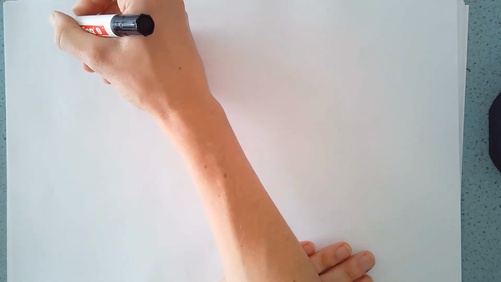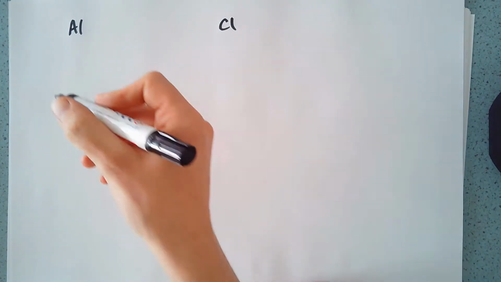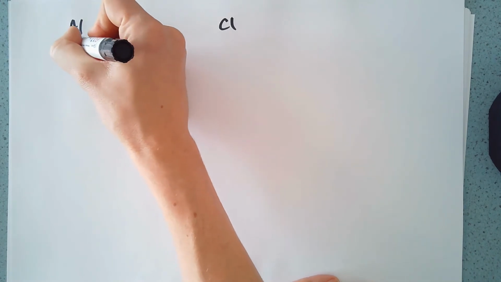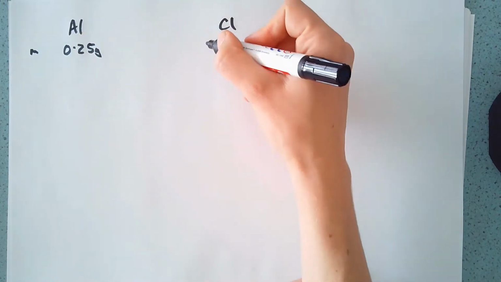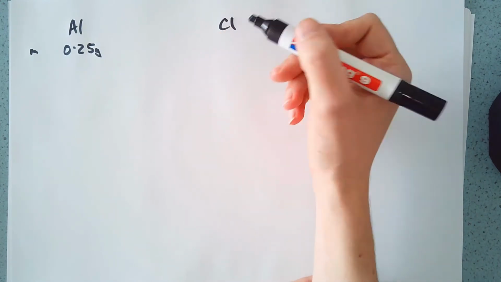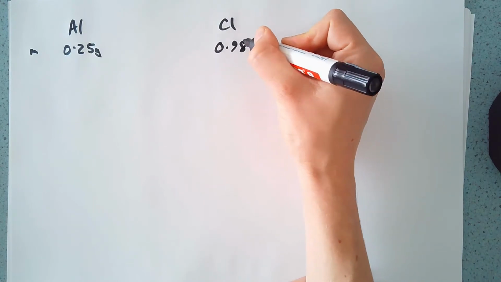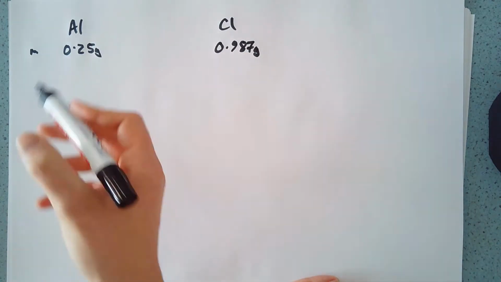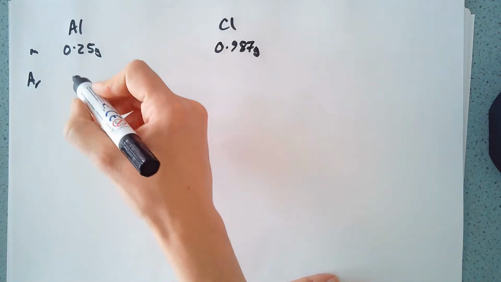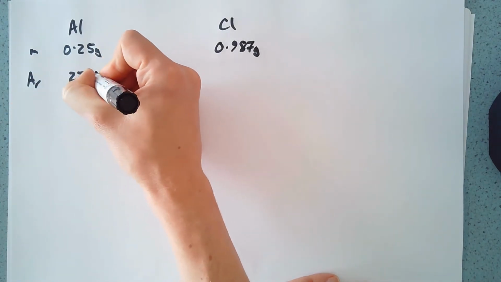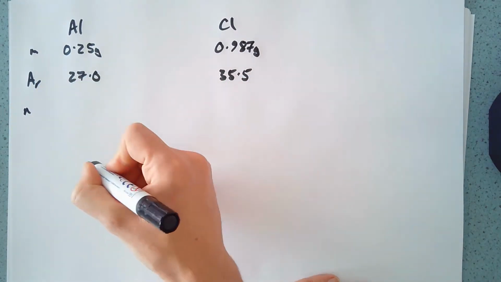So here's another slightly more complicated example. If we have aluminium and chlorine, and we react those together, again we could measure that we've put 0.25 grams of aluminium in, as our mass, and we can weigh the substance before and after, and we can find that we've used 0.987 grams of chlorine. We know that we have a relative atomic mass for aluminium of 27.0, and we know that chlorine is 35.5. And again we can do the moles.